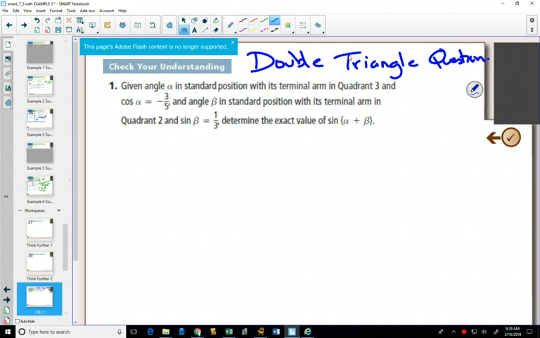So in a double triangle question, you have two angles, and you can draw a triangle for each of those angles. So for alpha, my alpha triangle will be in quadrant 3. This would be my reference angle for alpha. And because I know that cos is -3/5, I can label adjacent over hypotenuse as 3/5. Using a squared plus b squared equals c squared, you can probably already see that the other side's going to be 4.